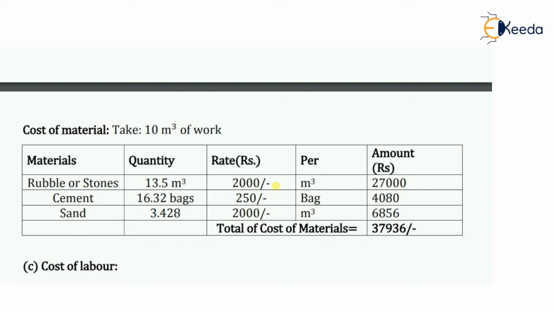I will be taking 2000 rupees per meter cube as per my locality. You can take it, you can change it, you can keep it as it is. Then cement I am taking as 250 rupees per bag, and sand I am taking as 2000 rupees per meter cube of sand.